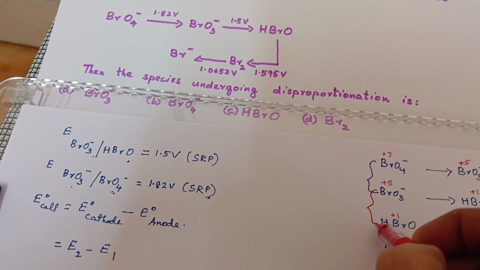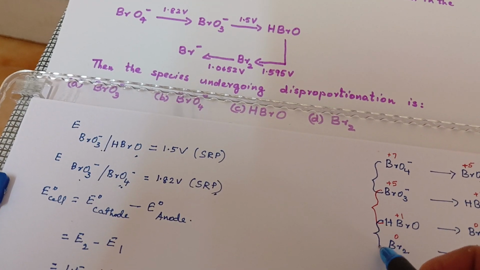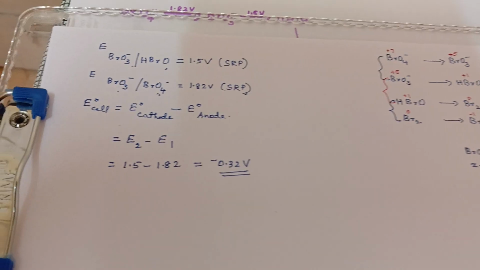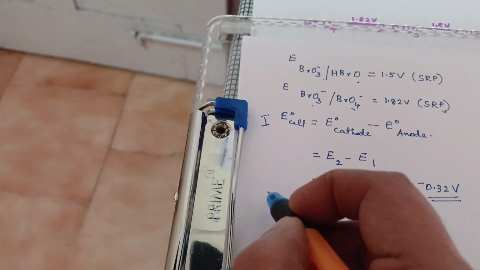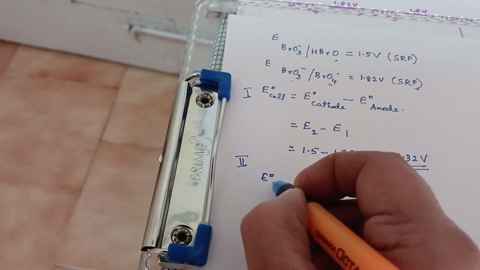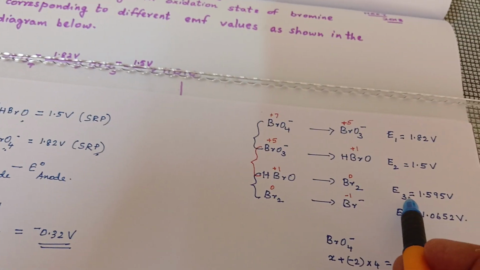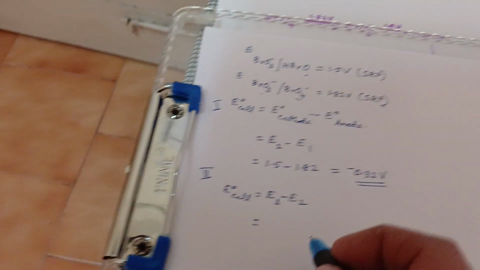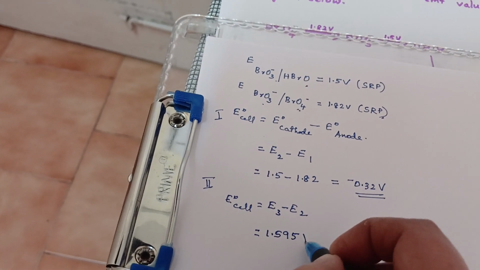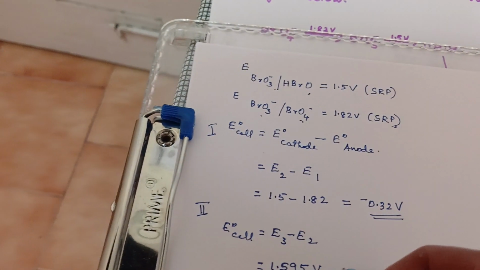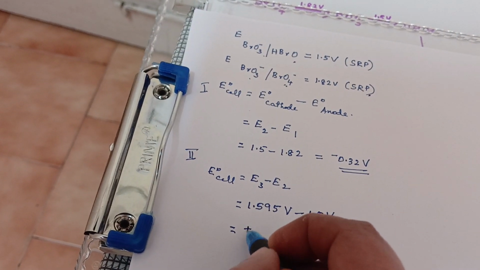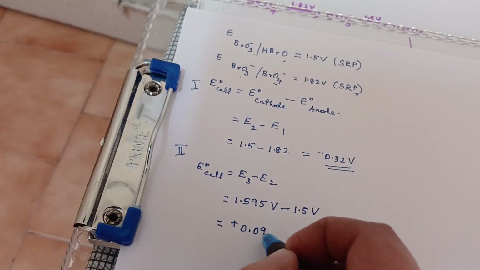So similarly, we can find it for each of these cells. Say these two will constitute a cell and these two will constitute a cell. So if we calculate and write the E0 values of each of those cells, let us take this as the first cell. And for the second cell, E0 cell equals E3 minus E2. The values are E3 is 1.595 volts minus 1.5 volts. The value we will get as, this is a positive value, 0.095 volts.